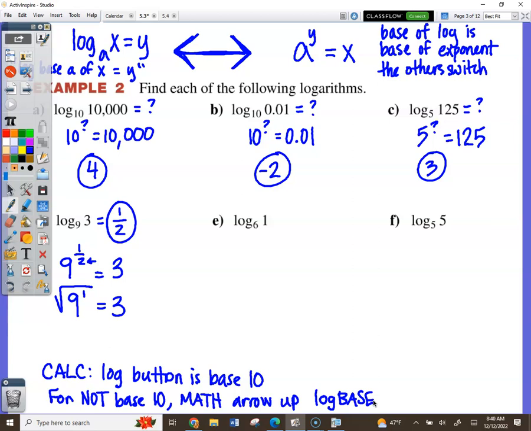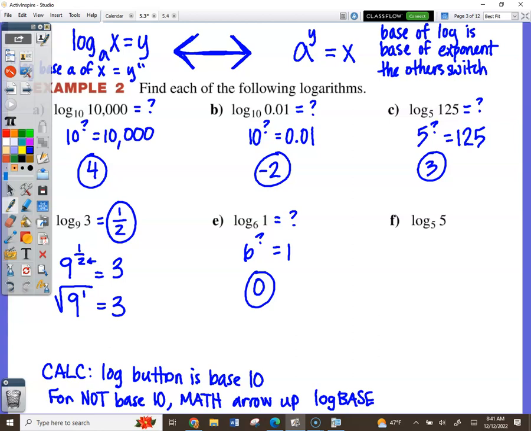The last two, don't enter those in your calculator. Let's see if we can do those in our head. Think about it. Think about your rules of exponents. Okay, so this is equal to question mark. So here we go. The base is 6. The other two switch. 6 to what power is 1? Remember the rule of 0 in the exponents. Anything to the 0 power is 1.